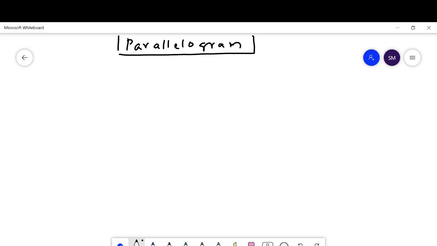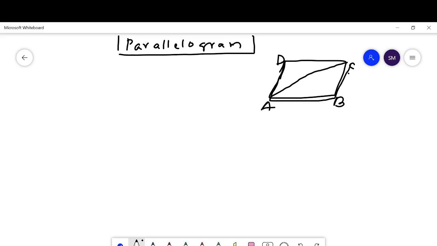Second property, theorem 2 says in a parallelogram opposite sides are of equal measure. Theorem 3, third property says opposite angles of a parallelogram are of equal measure. Suppose ABCD is a parallelogram and AC is the diagonal. AC diagonal divides ABCD parallelogram into two congruent triangles.